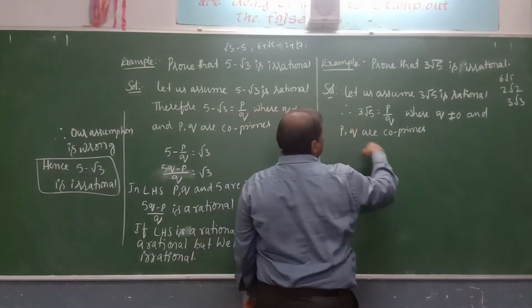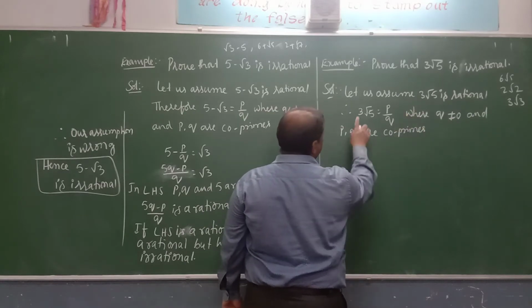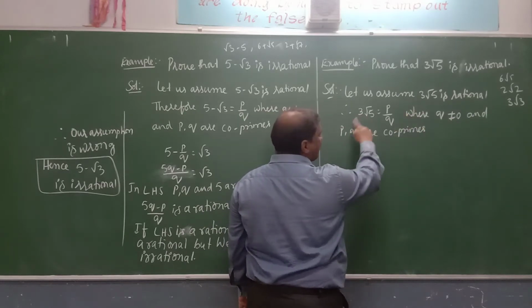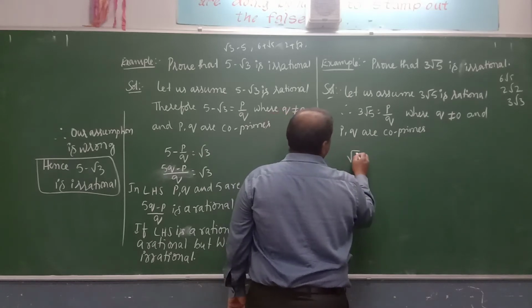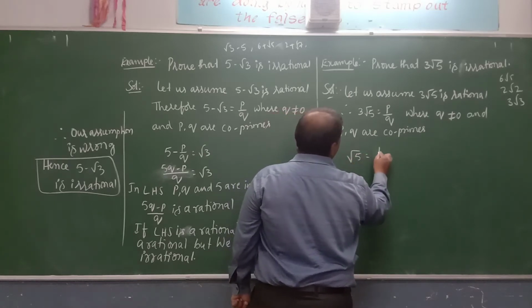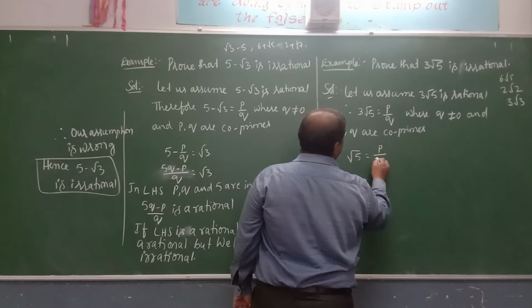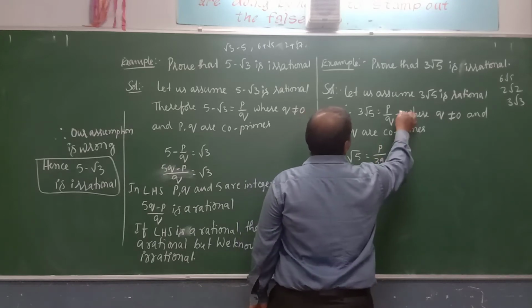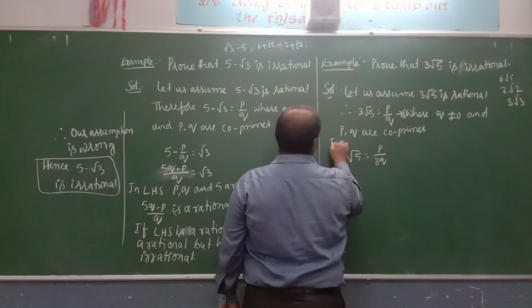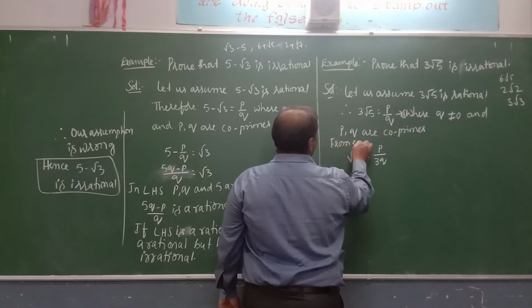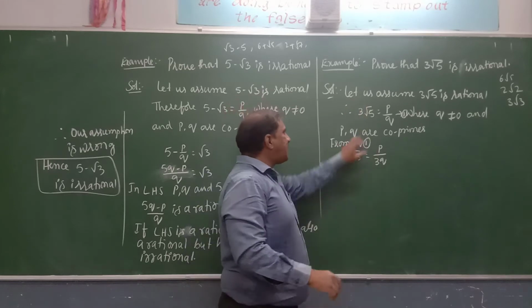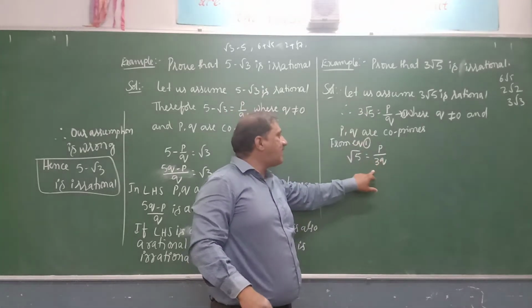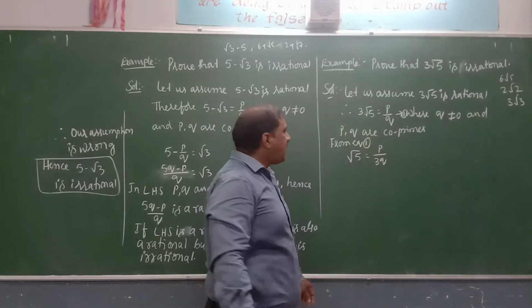Now transpose 3 to the RHS. Therefore, it is multiplying 3 into root 5. When we transpose it to the other side, it divides. That is, root 5 is equal to p divided by 3q. So take this as equation 1. From equation 1, we transpose 3 to the RHS; it was multiplied, therefore it divides. Hence you get p by 3q.